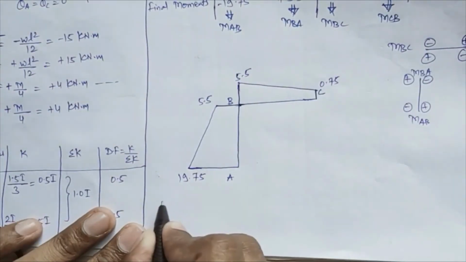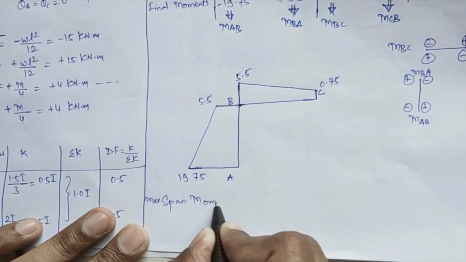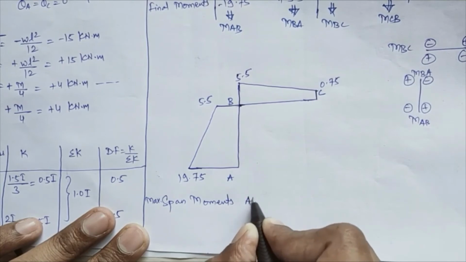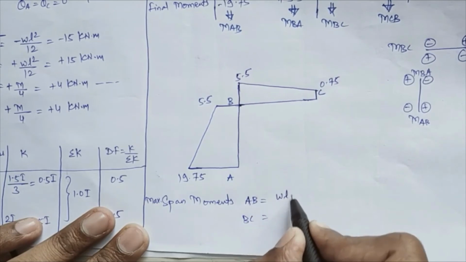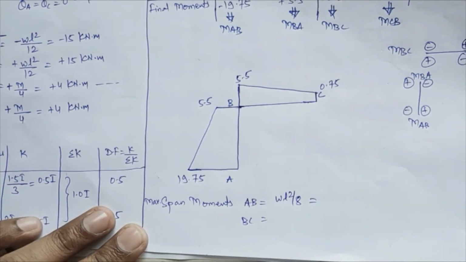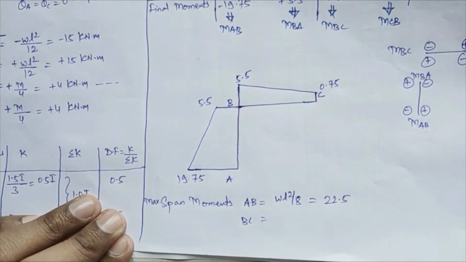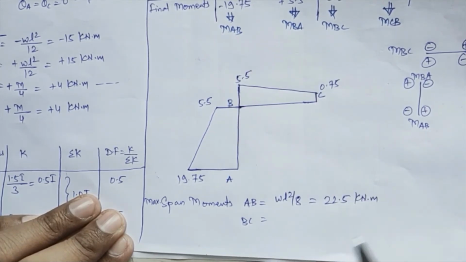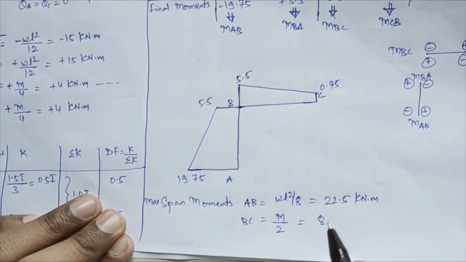Now we'll check your span moments, that is, the maximum span moments for AB and for BC. For AB you have a UDL, so that becomes equal to WL square by 8. W is 20, length is 3, so 20 into 3 square divided by 8, I get 22.5 kilonewton meter. And for BC you have a moment, so the maximum span moment comes equal to M by 2. M is 16, so 16 by 2 comes equal to 8.